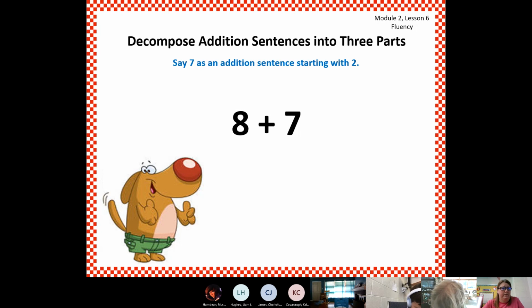Let's break apart the 7. We know that 8 plus 2 equals 10. I'm going to say 2 and what? So 2 and what make up 7? Show me with your hands. 2 and what make up 7? 5. Good. So you'll put underneath 2 and 5. Circle the 8 and the 2 because you know 8 plus 2 is 10. Good job, Caitlin.